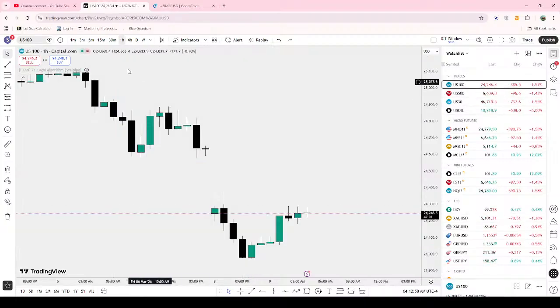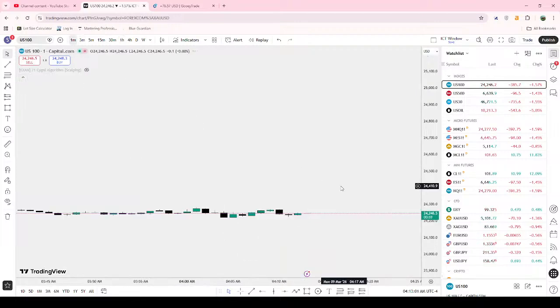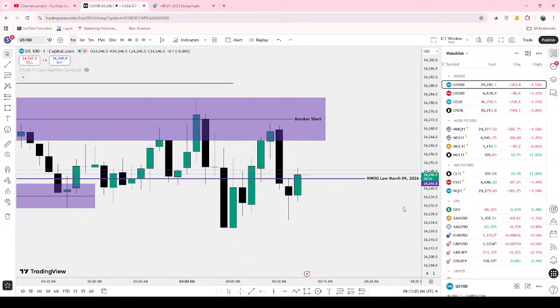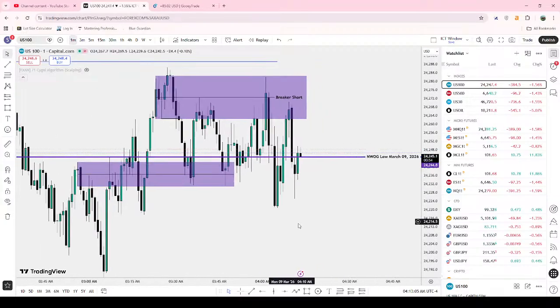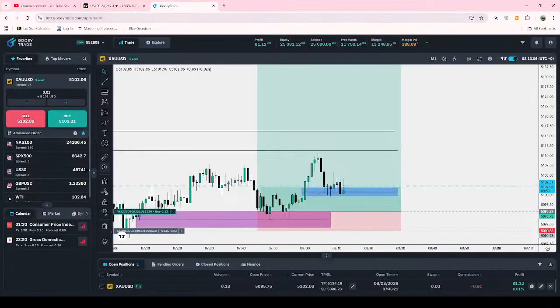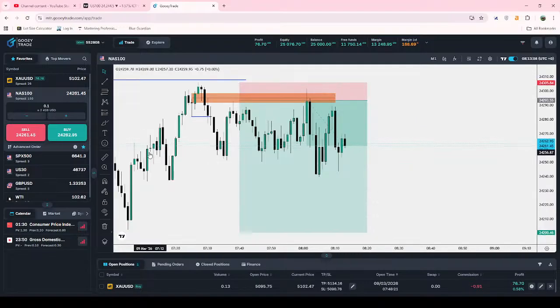Looking at NAS 100, it is also just here, and it is going quite good.